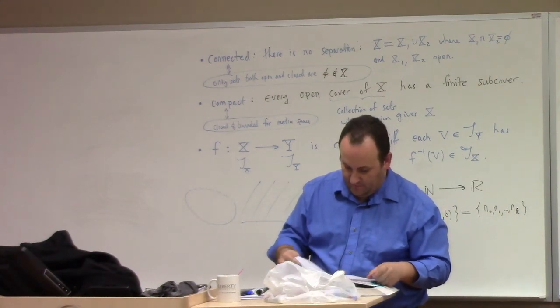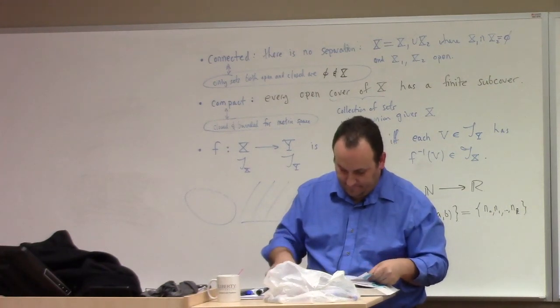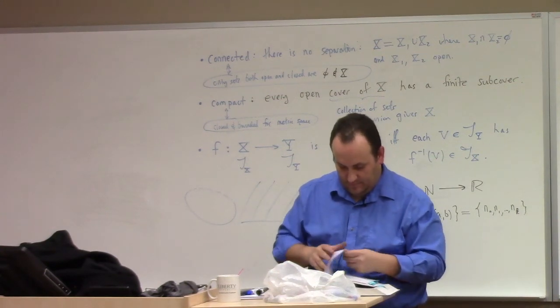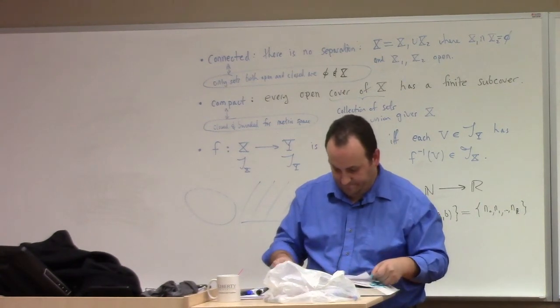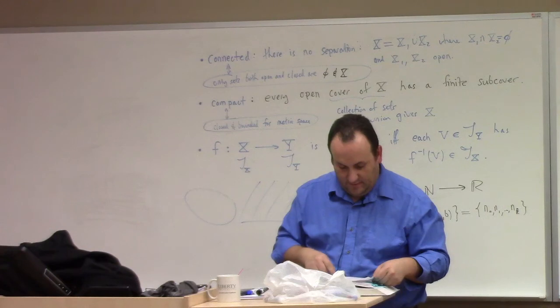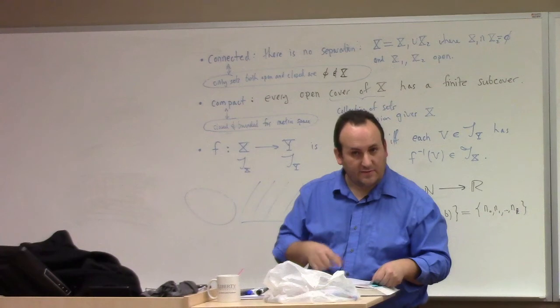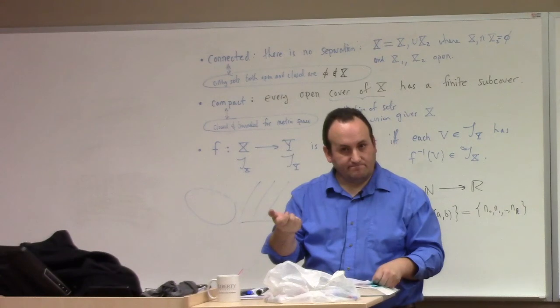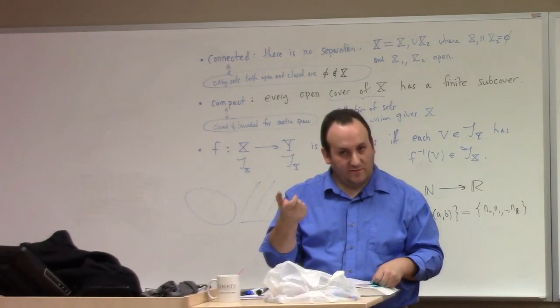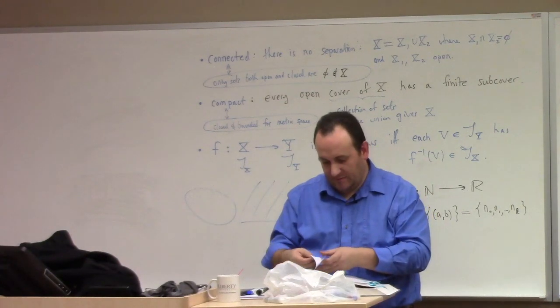And the other thing I was going to tell you: the image of a connected space under a continuous map is connected. If you have a continuous function and you feed it an interval, the range of it, the image of it, is also connected. That's sometimes very useful.